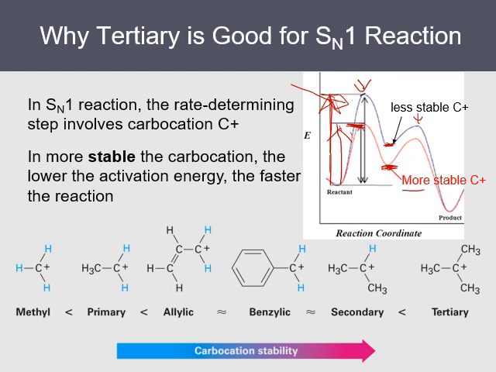It turns out that tertiary carbon cation is the most stable carbon cation, then secondary carbon cation, then primary, and methyl is the worst. So tertiary carbon cation is the best. So for tertiary alkyl halides, for example bromide, it will easily break the bond and form the carbon cation because it's more stable, and because it is more stable, the reaction goes faster for SN1 reaction.